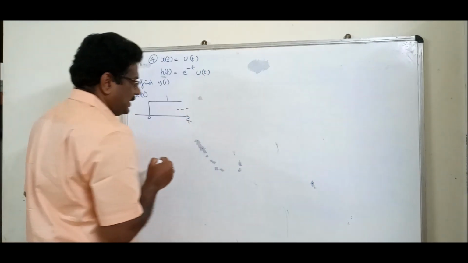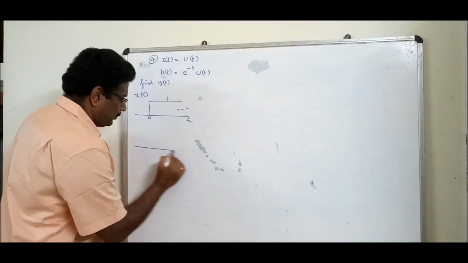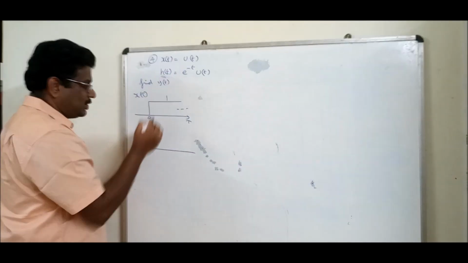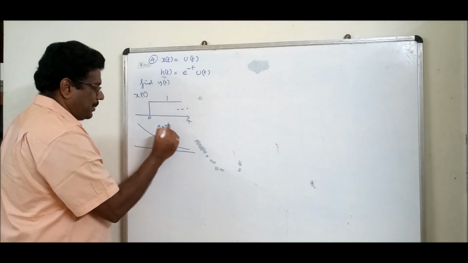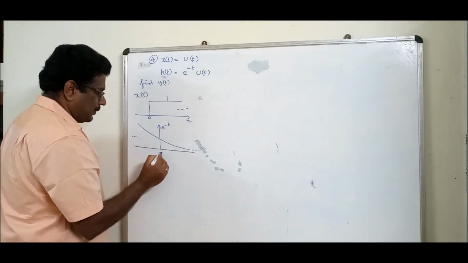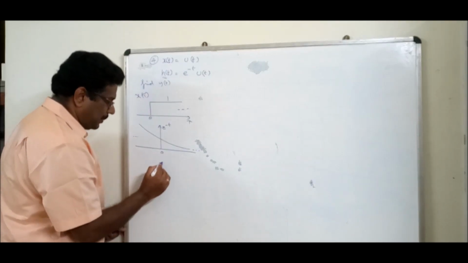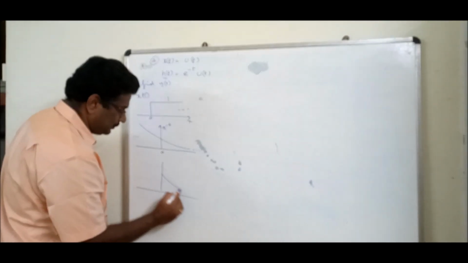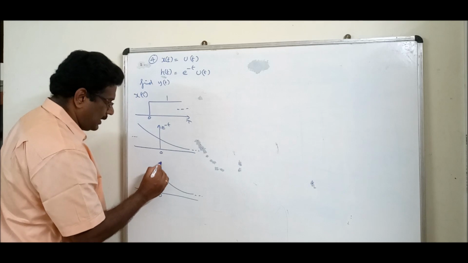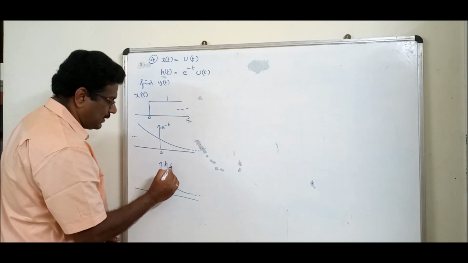What about the next signal I have to do? The exponentially decaying signal. This is e power minus t. But I don't want it at all places. I need it only for u of t, that is the right side. Yes, this is your h of t.